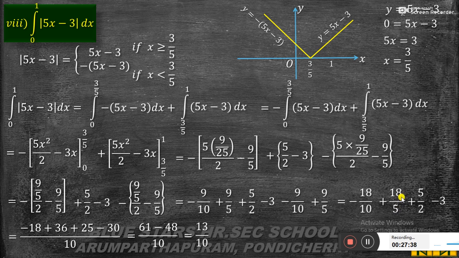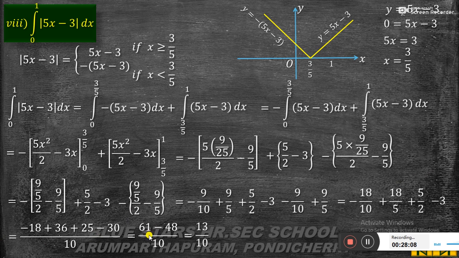So I add that 36 in the numerator, 36 plus. Again, 5/2 converted into 10: multiply and divide by 5. So 5/5 means 25/10. So I add the 25. Next, again you see there is no denominator in the 3, so I multiply and divide by 10. So 3 into 10/10 means minus 30/10. That minus 30 I write in the numerator, minus 30.